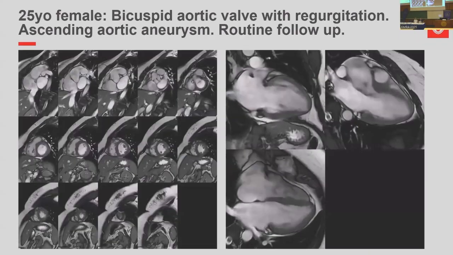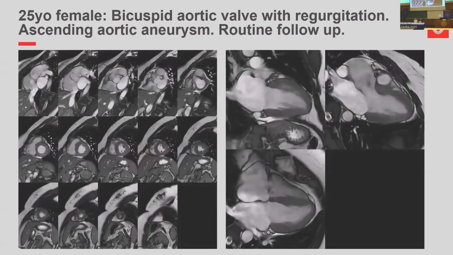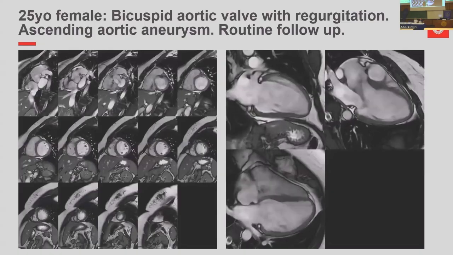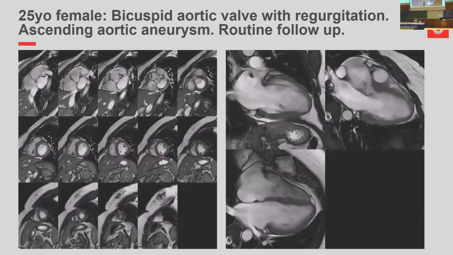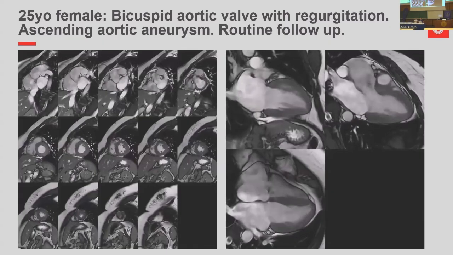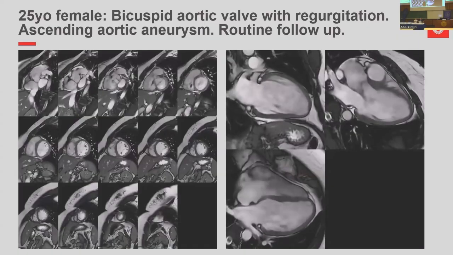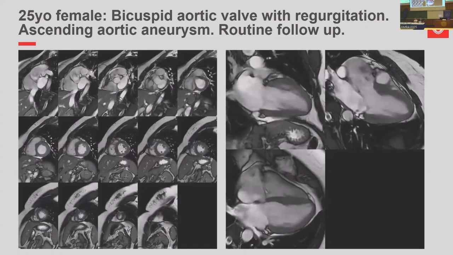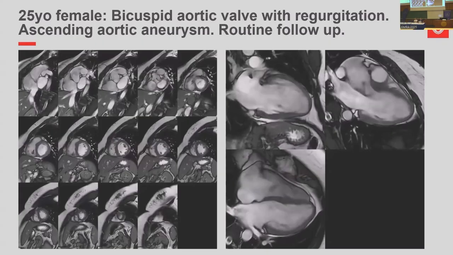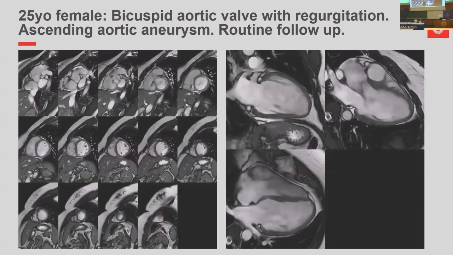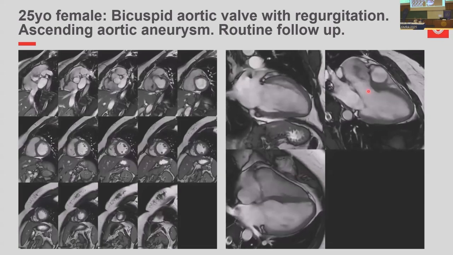The next patient is a 25-year-old female with bicuspid aortic valve with regurgitation and an ascending aortic aneurysm. The MRI was ordered as a routine follow-up. Again, the short axis is seen on the left and the long axis cines are seen on the right. In this patient, both ventricles are normal size with normal function. There's a small aortic regurgitation jet seen on the 3-chamber view here.